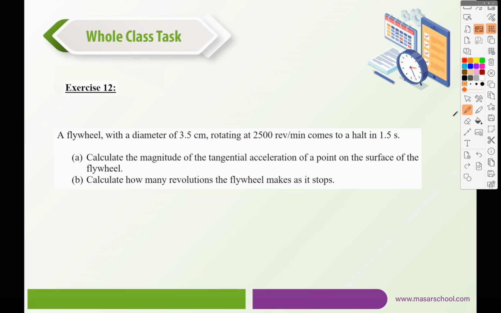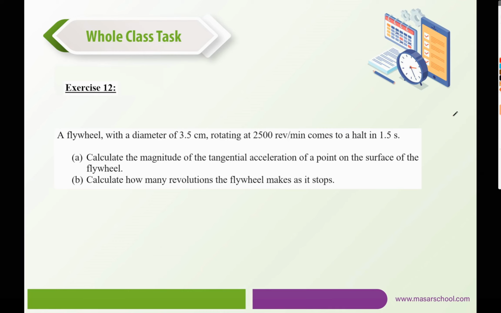Now a flywheel with a diameter 3.5 centimeters, then directly let's determine the radius. So that would be d, which is 0.035 meters. Then the radius would be 0.035 divided by 2, which is basically 0.0175 meters, and rotating at 2500 revolutions per minute. So remember that each one revolution corresponds to 2 pi, and 2 pi is being expressed in radians, okay? Comes to a halt. Halt means stop in 1.5 seconds.